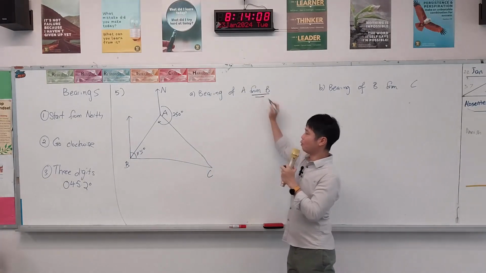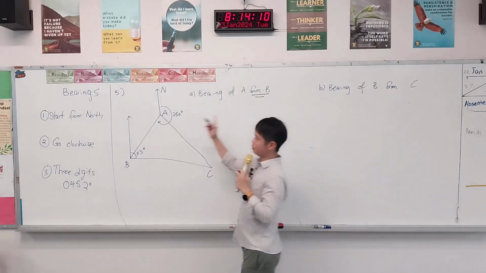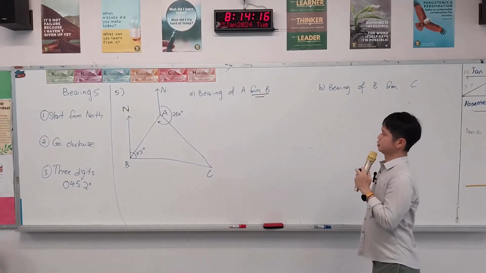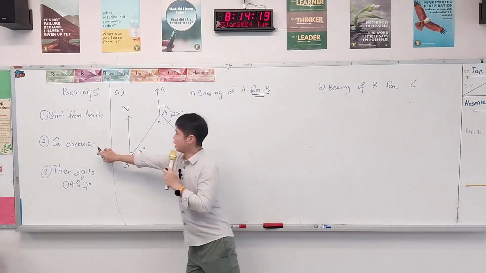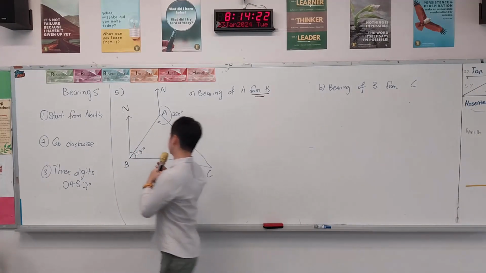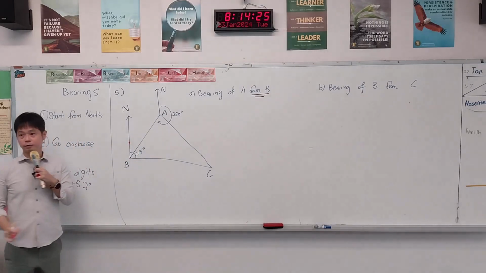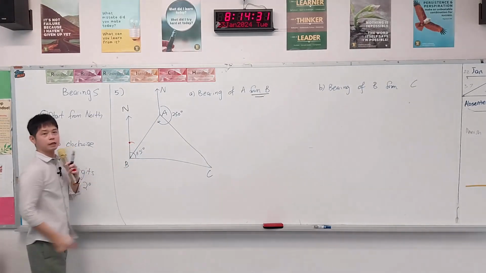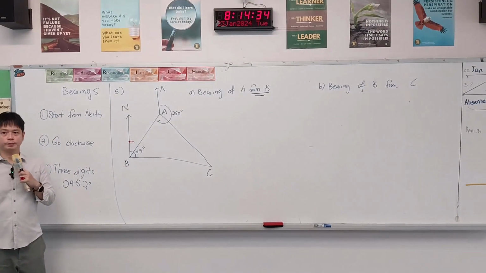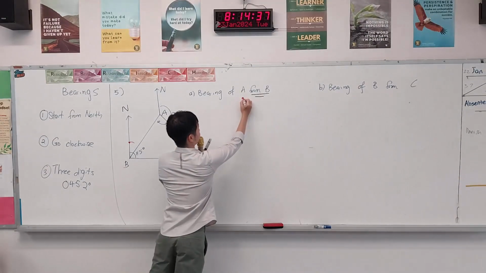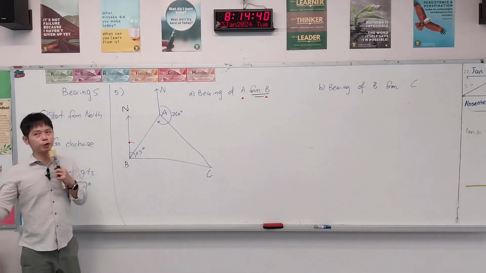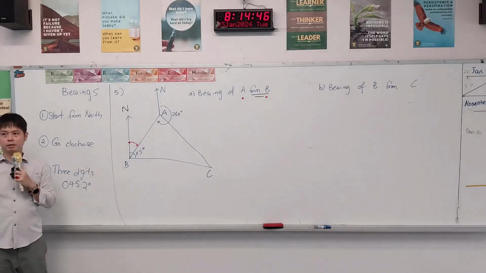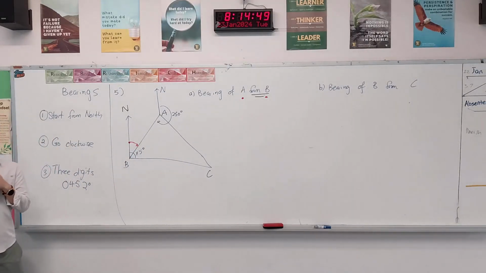To start the question, you start from B. Luckily from B, we already have a north line, so we don't need to draw anymore. Next, we are going to go clockwise. Mark a dot somewhere high on the north line from B. And we are going to go clockwise until we reach A, B. So from B, I go until A, B. Hey, I reach already. I stop.